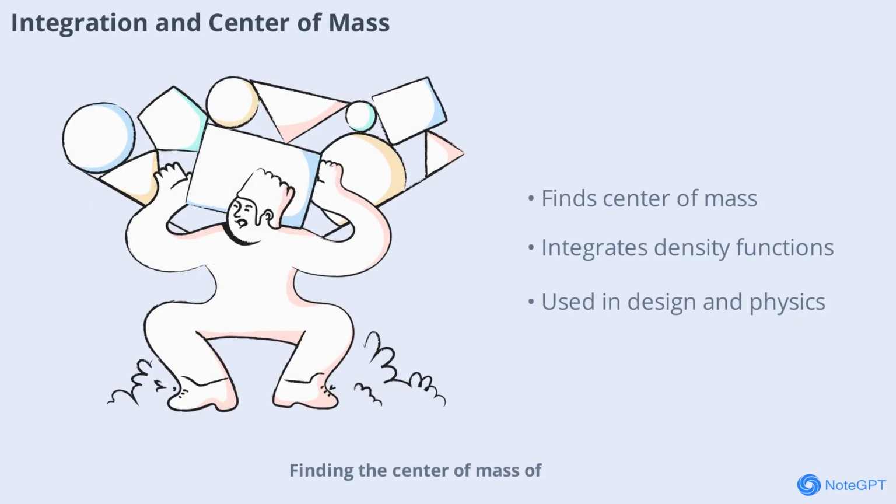Finding the center of mass of an object with varying density requires integration. By integrating the density function over the object's shape, you can determine the balance point. This application is crucial in physics and engineering, especially for designing stable structures and vehicles.